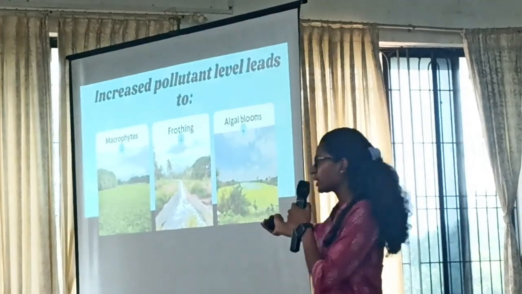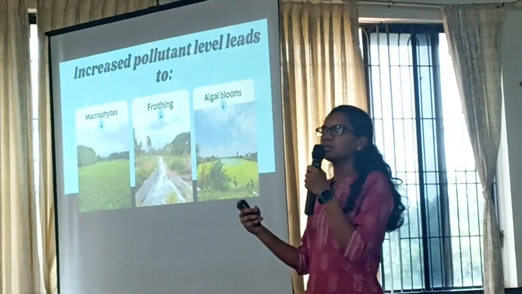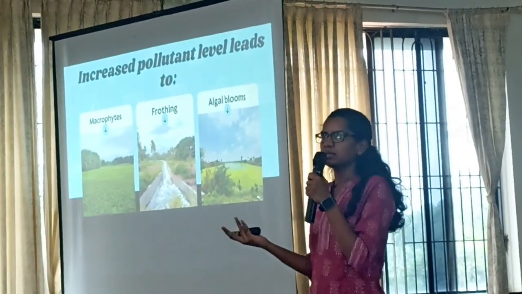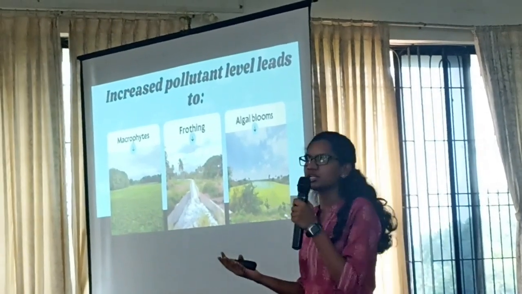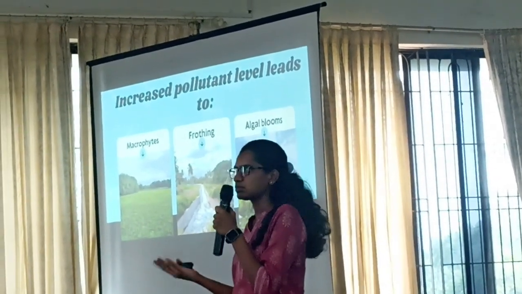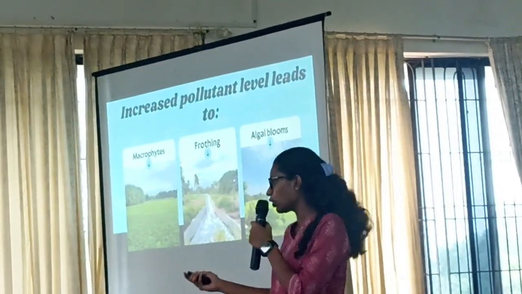We can see the algal blooms here. And when the nutrient level is high, it also leads to fish death. When the dissolved oxygen level decreases, it causes the death of fishes and the aquatic organisms in the water bodies.